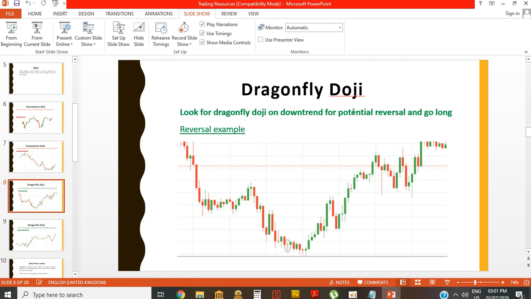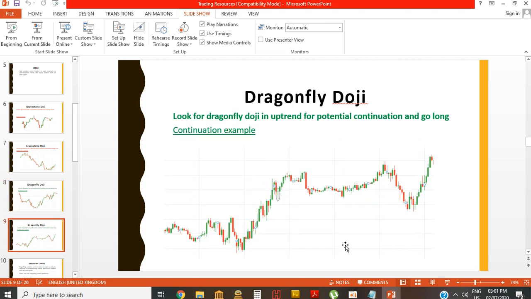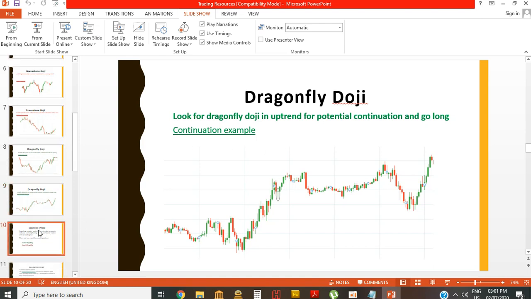Now it's also used for continuation. That means, remember, it's for buying. So the continuation will be an uptrend. So with buying, you don't buy against the trend, you follow the trend, except if you're trading reversal. So when you are in an uptrend and you spot it, you just continue buying. You just buy. So that explains that.